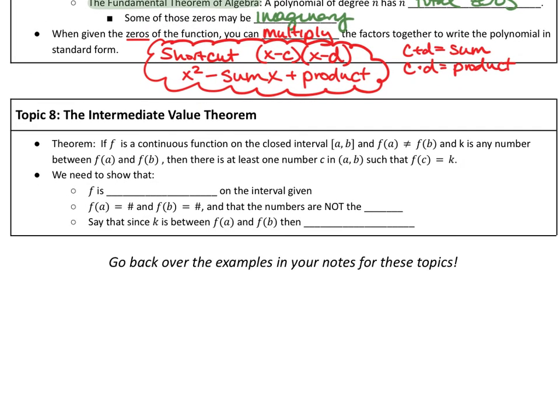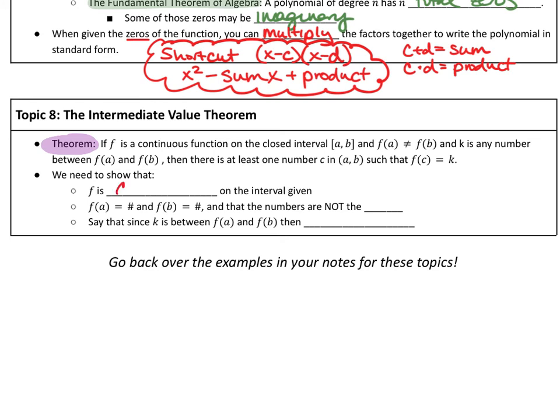Last but not least, something else that we talked about in this unit is the intermediate value theorem. I have listed the intermediate value theorem here for you, so let's read it off together. It says, if f is a continuous function on a closed interval from a to b, and if f of a is not f of b, and k is any number between f of a and f of b, then there is at least one number c in the interval a to b such that f of c is equal to k. Super confusing theorem because it's mathematically stated, super simple concept.